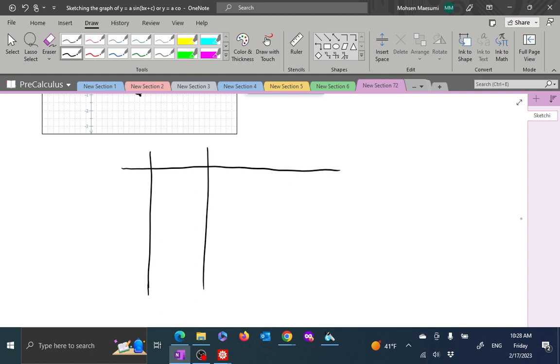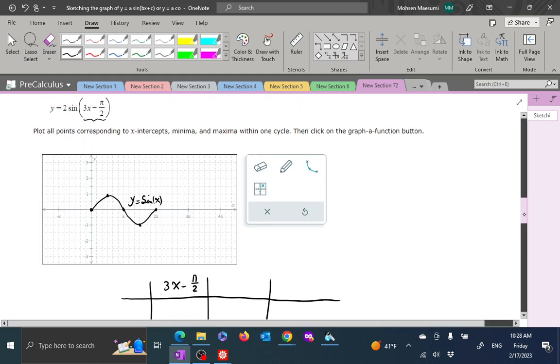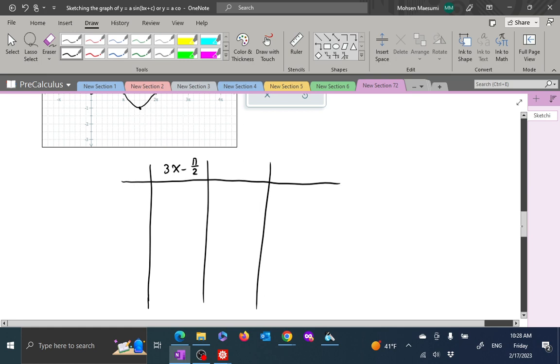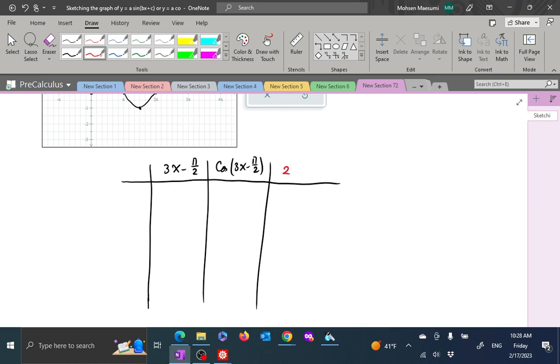So 3x minus pi over 2, is that right? That's what we had, 3x minus pi over 2. And then cosine of this 3x minus pi over 2. Finally, we double this thing, so twice cosine of 3x minus pi over 2. And then we want x, and sometimes we want to clean up x, so that it's easy to track them by taking common denominators and such. So we write the x all over again.